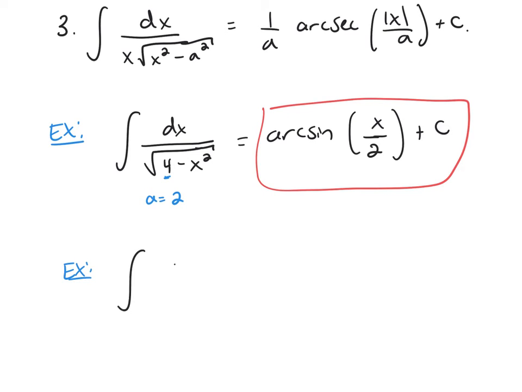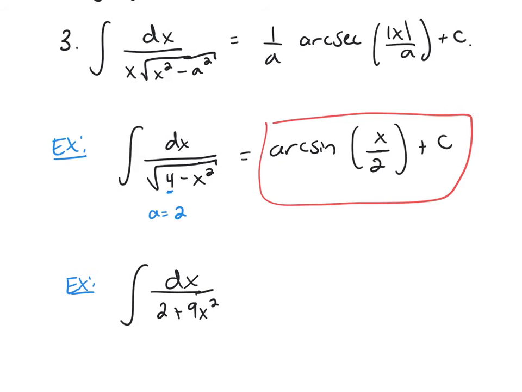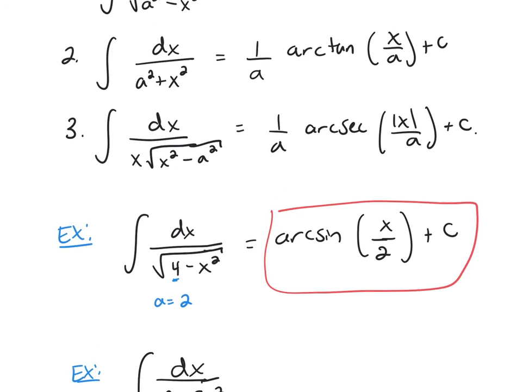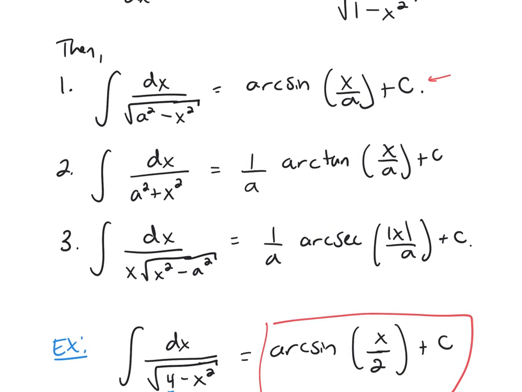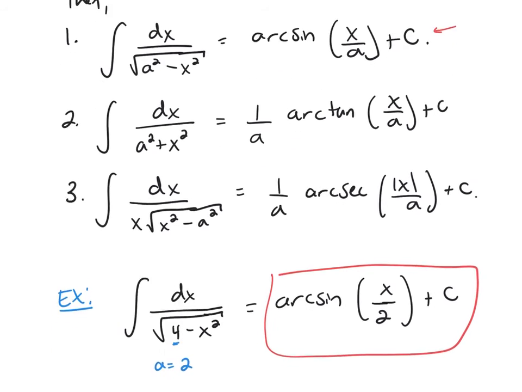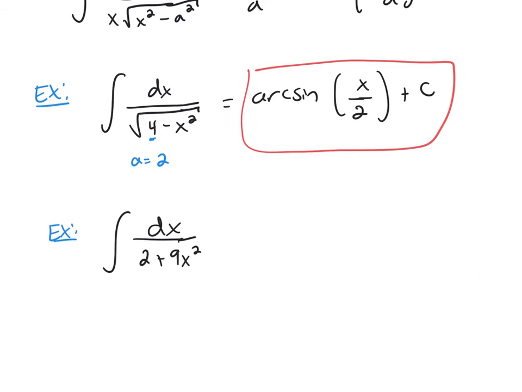Let's compute the integral of dx over 2 plus 9x squared. Oh, I already have a dx. There we go. So if you look back in all of our formulas, the x squared term doesn't really have a coefficient. So I need to get rid of this coefficient here of 9. So the first thing I'm going to do is rewrite that as a square.